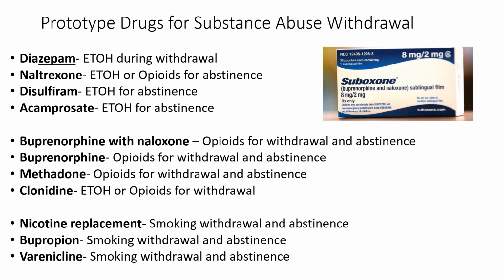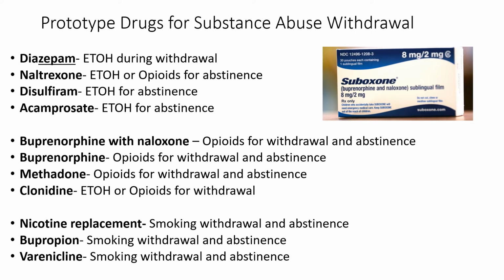Okay, so we looked at the first four there and spoke about benzodiazepines for acute alcohol withdrawal, naltrexone for abstinence used for alcohol or opioids, disulfiram. Don't take alcohol with it because you're going to have a severe interaction and make you sick. And then acamprosate for alcohol abstinence. And now we're going to move on and talk about buprenorphine, which is a type of opioid. Methadone, again, an opioid, a long-acting opioid actually.